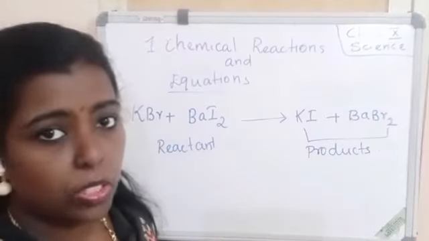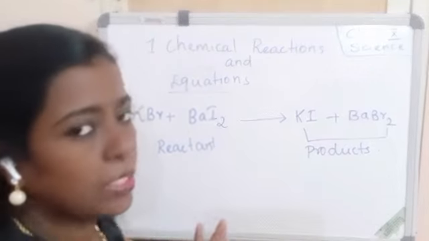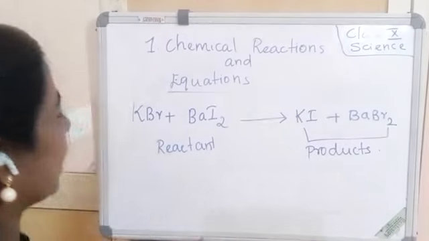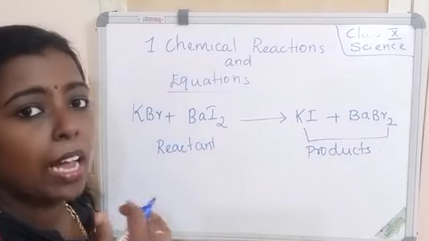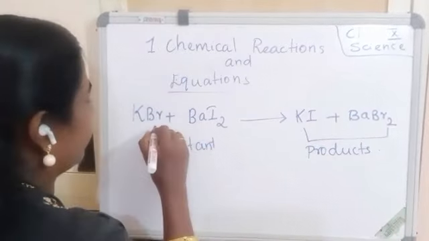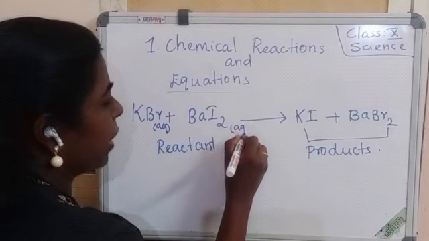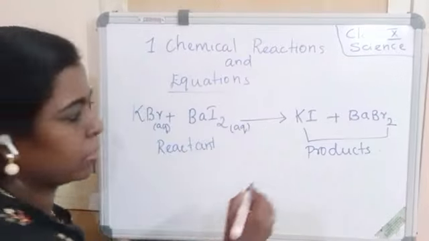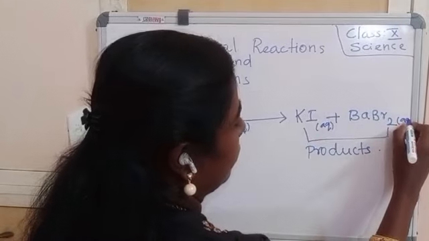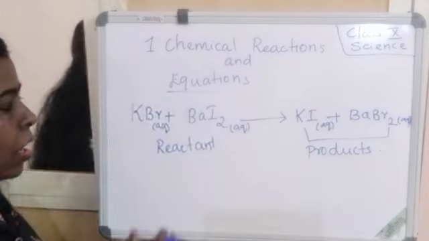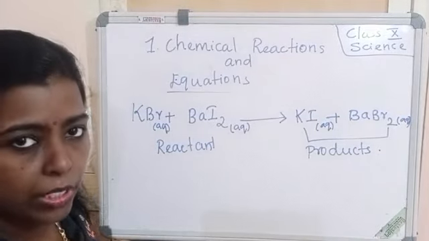What is the next step? We should mention the physical state of our reactants and products. Here, all the reactants and products are in aqueous state, AQ. So we are putting AQ. What is meant by this aqueous state? Aqueous state means our reactant is dissolved in water.